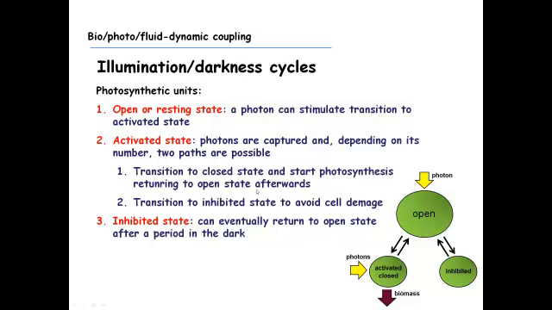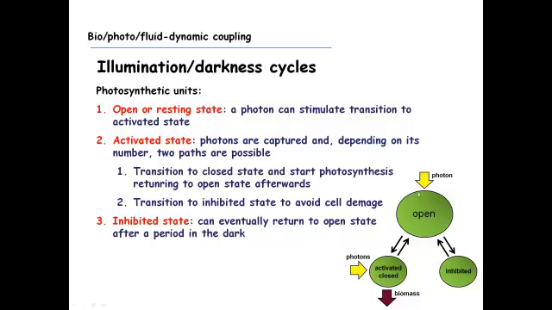The first one, transition to closed state and start of photosynthesis, returning to open state afterwards. So it captures an adequate amount of photons, closes, and starts building biomass with these photons. And a second possible path, if the number of photons is too high, transition to inhibited state is done to avoid cell damage. This is a strategy to avoid cell damage. Okay, and in the inhibited state, it can eventually return to open state after a period in the dark.